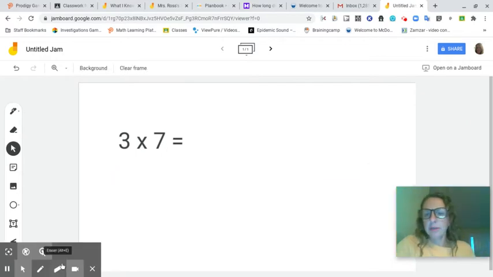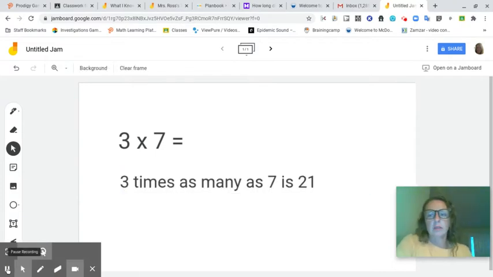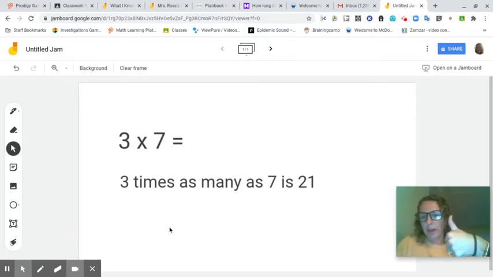Okay, let's see if you can do this one independently. So how would you say this using the phrase times as many? Go ahead and tell your neighbor or someone close to you how we would say this using the phrase times as many. If you said 3 times as many as 7 is 21, then you've got it.